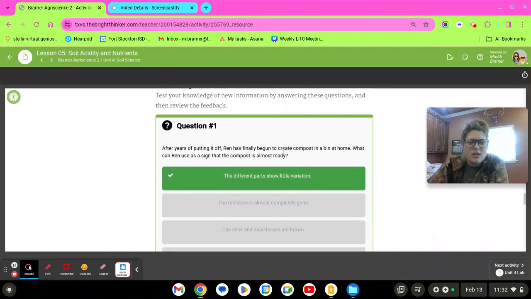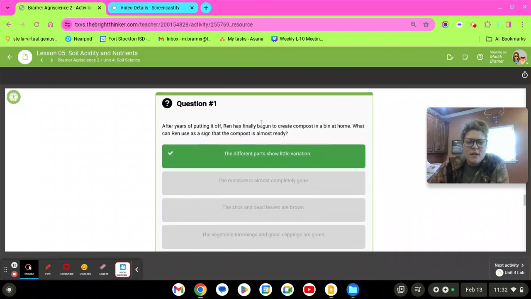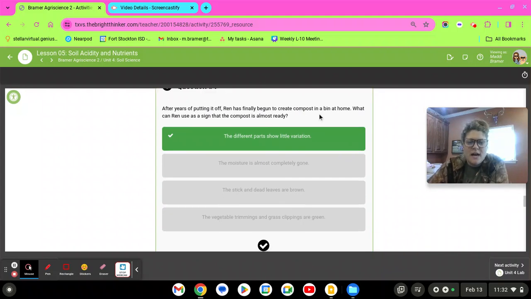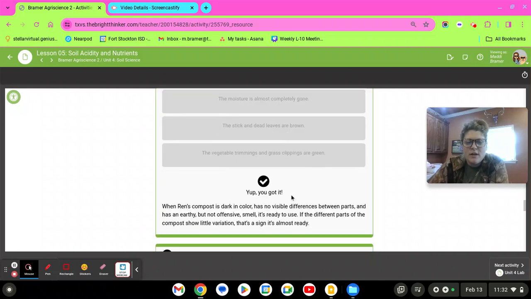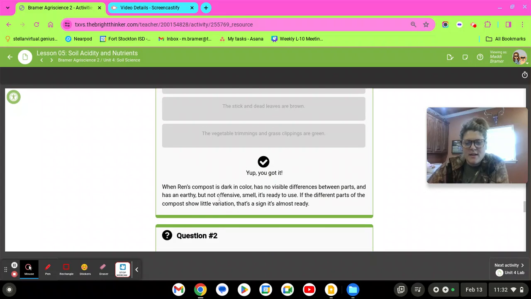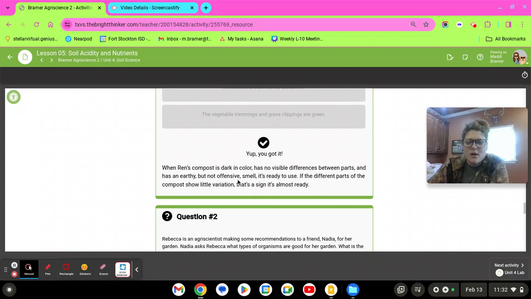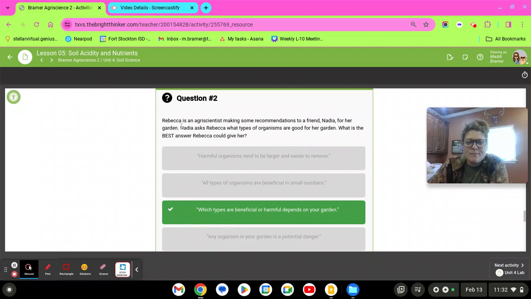All right, then we have the knowledge check. Question 1: After years of putting it off, Ren has finally begun to compost. What can Ren use as a sign that the compost is almost ready? Different parts show little variation. Whenever it's dark in color and it all looks kind of together, that means the compost is broken down and it's almost ready.